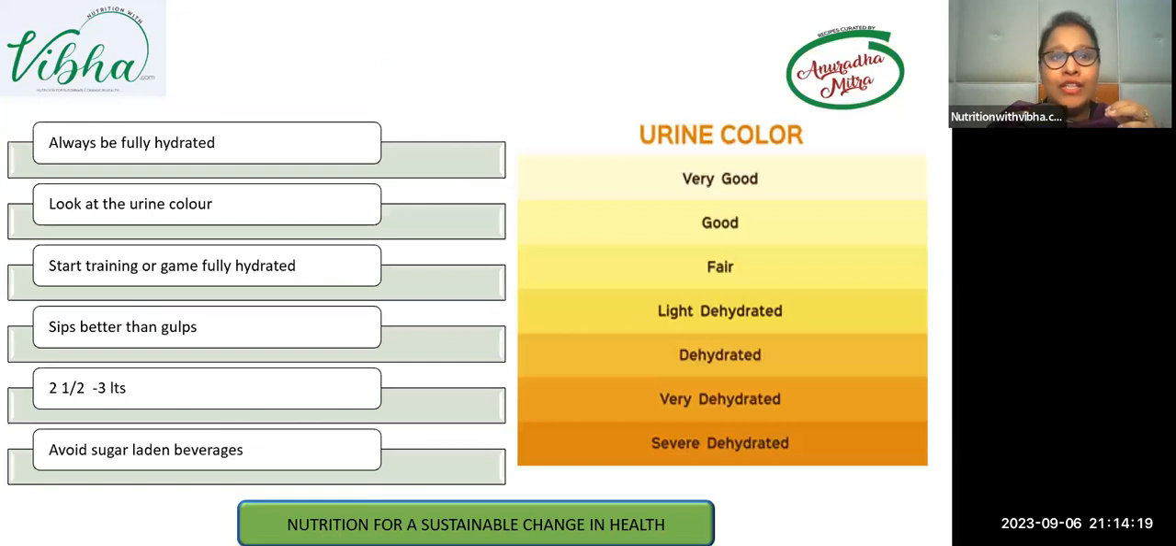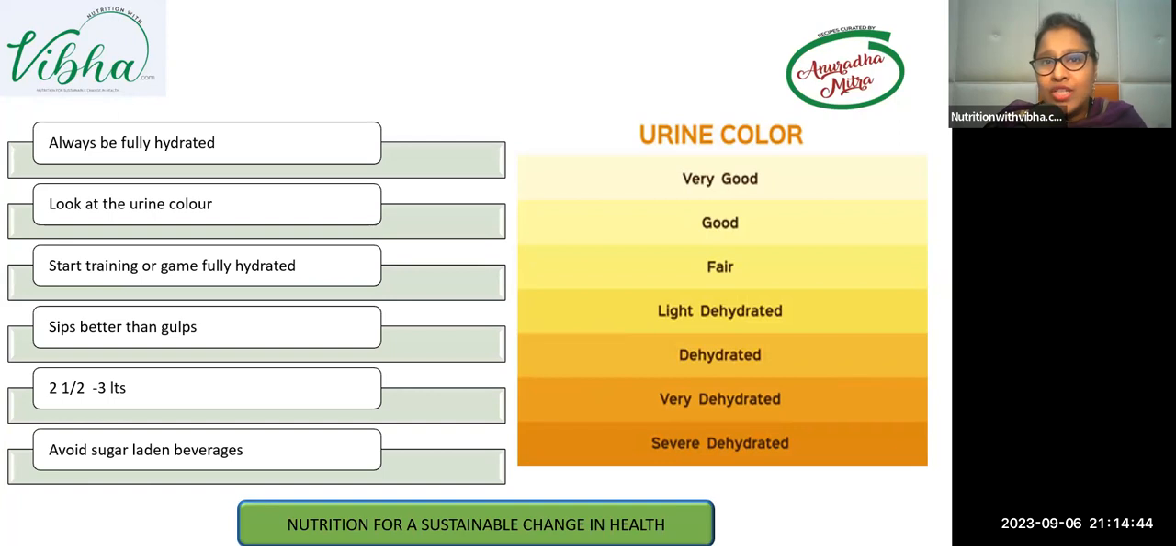So going ahead to the urine color. On the screen you can see the color chart, where a light straw color is what is good. This may appear slightly different on each of your screens, but the very good is a light straw color. And then after that you can see good and fair, it gets darker.